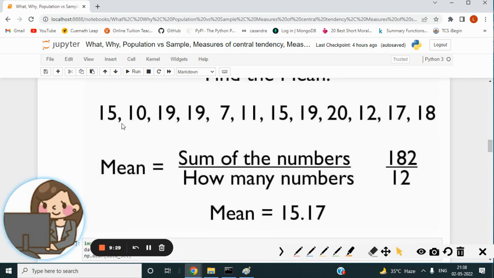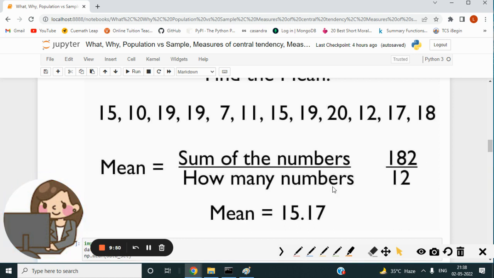I have some data over here: 15, 10, 19, 7, 11, 15, like this. Now how to find the mean? We have to find the sum of all numbers. So it will be 15 plus 10 plus 19 plus 7 plus 11 plus 15 plus 19 plus 20 plus 12 plus 17 plus 18, which is 182.